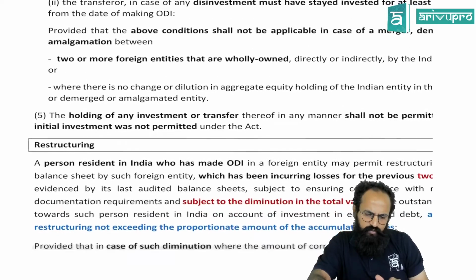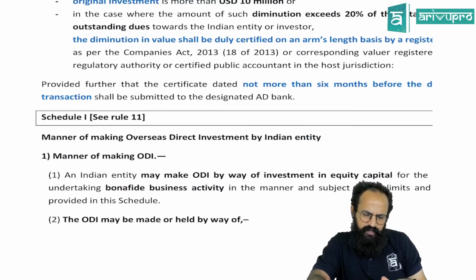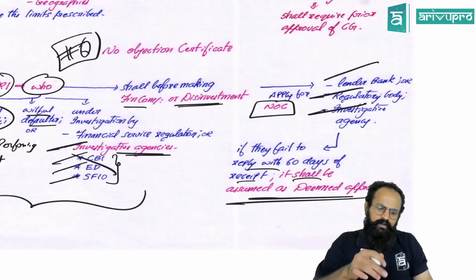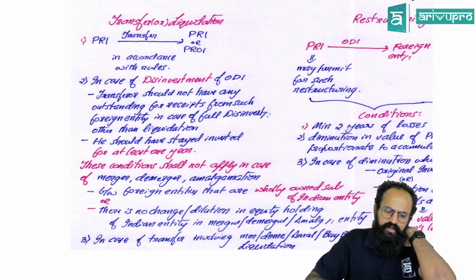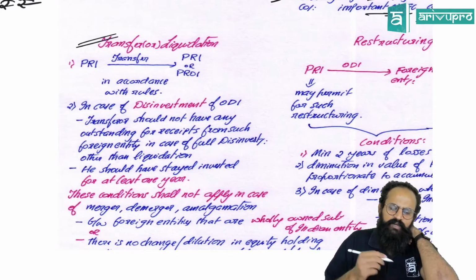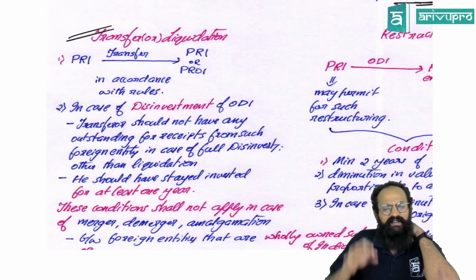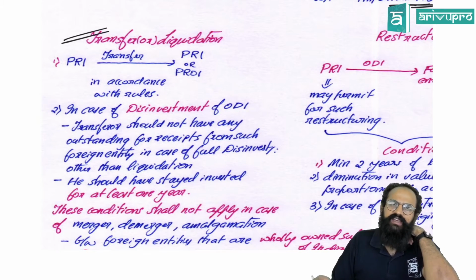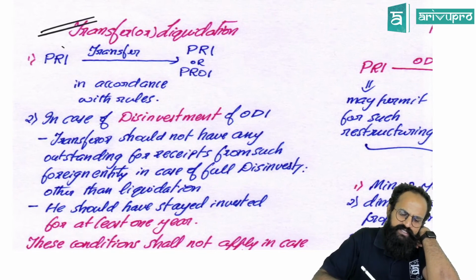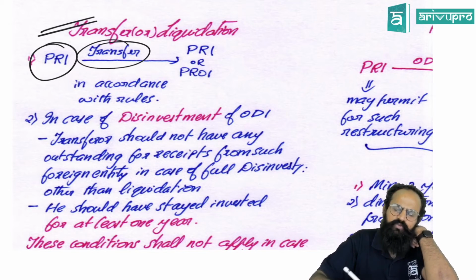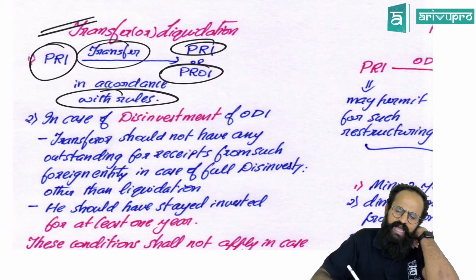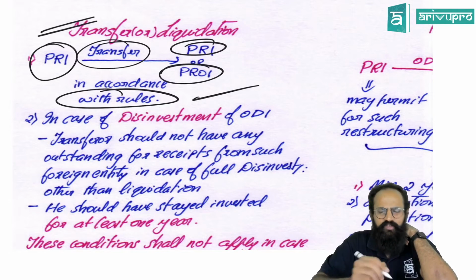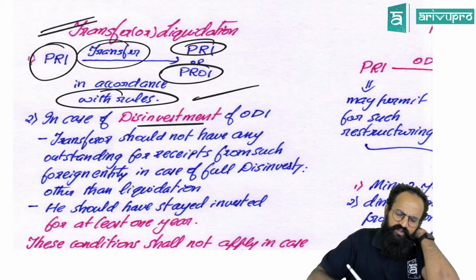Next ones are transfer or liquidation and restructuring. Okay, let us finish it off. Transfer or liquidation. Now, what is this, sir? Sir, I've invested in shares outside India. Can I sell it to someone? Is it possible? Yes, people. A person resident in India can transfer his investments to a PRI or PROI in accordance with the rules. Absolutely allowed.